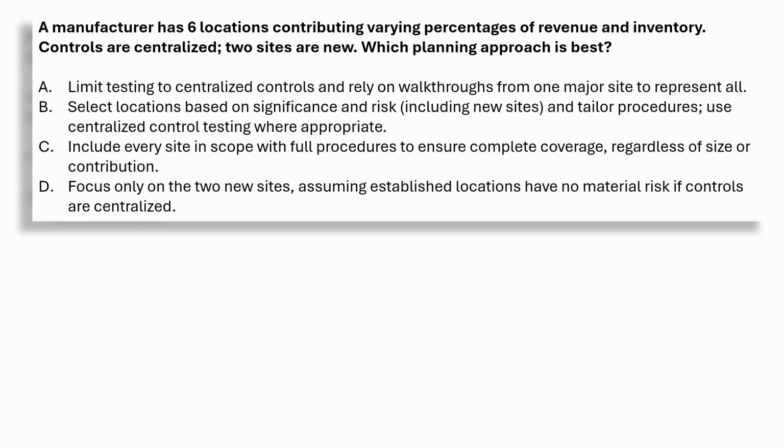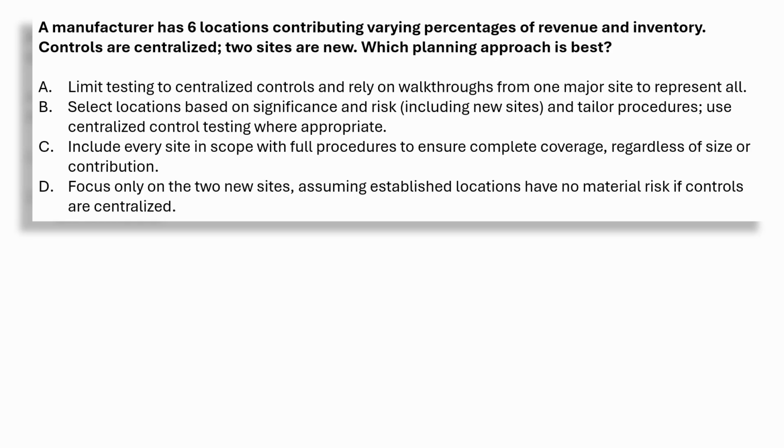Tempting, but too risky. Centralized controls are important, but locations can have unique risks, especially with revenue and inventory. One site won't represent the whole company. That's like tasting one cookie and assuming the whole batch baked the same.